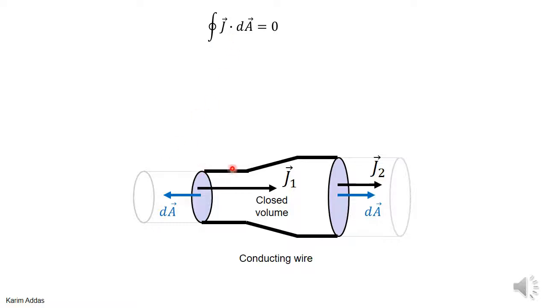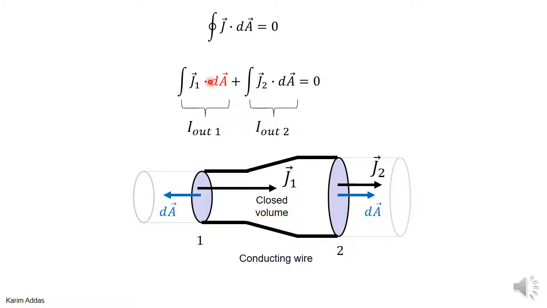If you take your volume, your closed surface, to be the wire plus the two surfaces, so this closed volume, the area vectors, remember, if you have a closed volume, the area vectors have to point from inside to outside. And let's say that the J vector at this position is J1, and the J over here is J2. So let's see what this integration gives you. Well, the only place where you have current flowing through this volume is through this surface and this surface. So the integration of J1 dot dA is the current going out at this surface. The integration of J2 dot dA is the current going out at this surface.